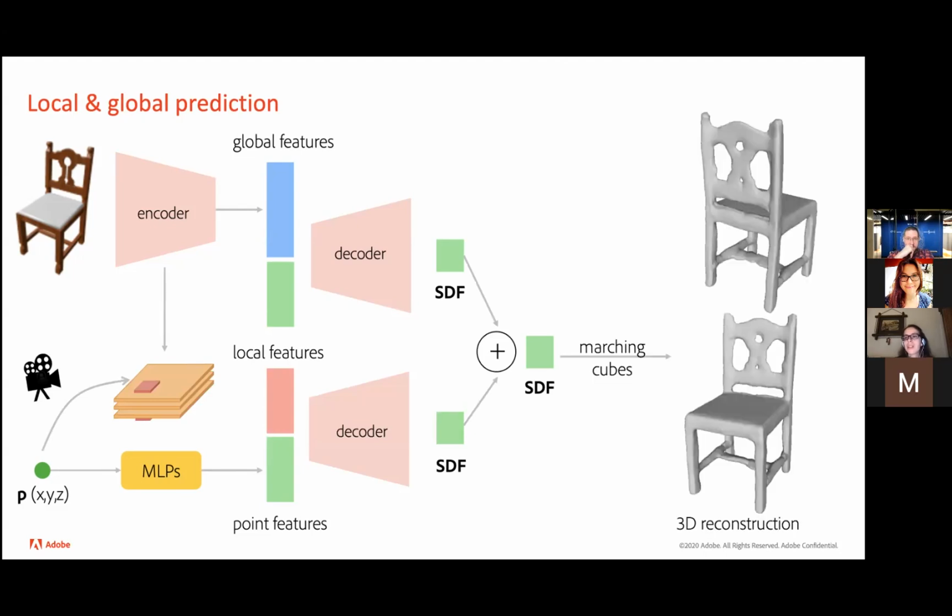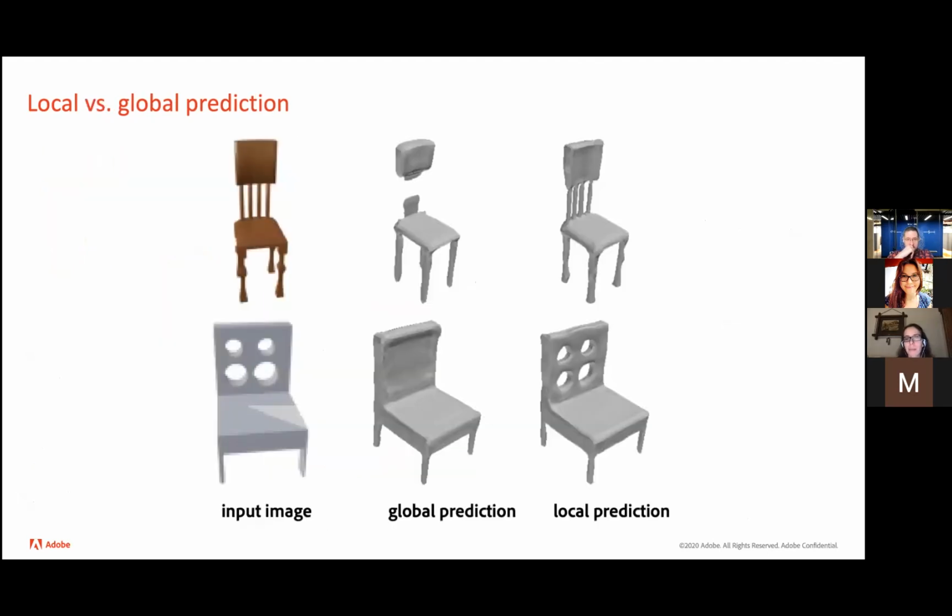And with this method, now you are able to get much more details compared to just using the global image features. So here are some additional examples. By adding this local prediction branch, we can capture these different topologies. You see the circular holes are captured much better than just using global image features.